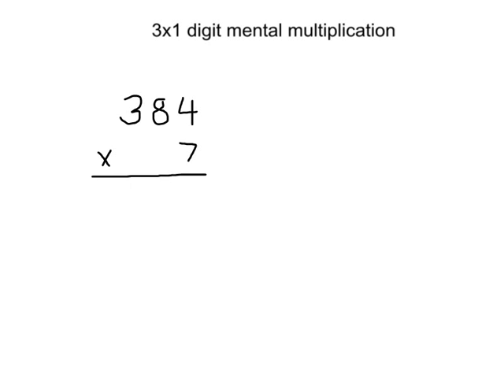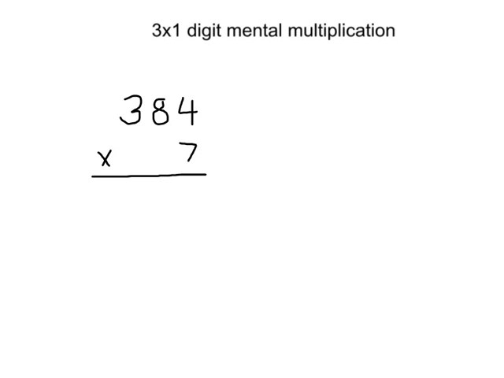Welcome again. Today's lesson is going to be on 3 by 1 digit mental multiplication. In another sense, it's the traditional way of doing multiplication. So here we have our question of 384 times 7.